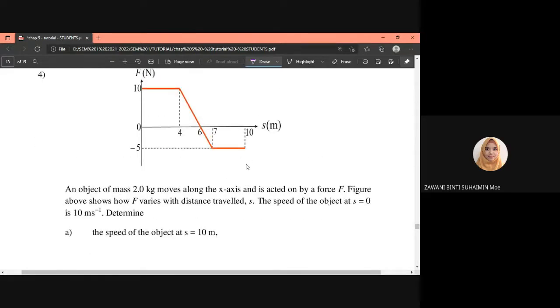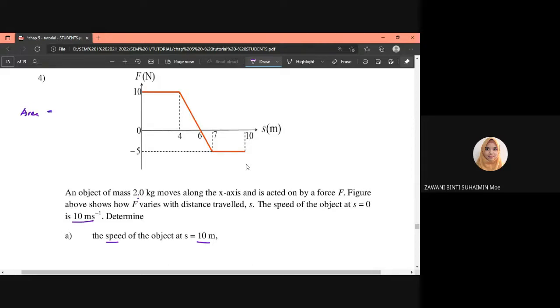Okay, so next we have an object of mass 2 kg move along the x-axis and is acted on by a force. Okay, so figure above shows how F varies with distance travel. So the speed of the object at s is equal to 0 is equal to 10 meter per second. So determine the speed at 10 meter displacement. So meaning, okay, dalam gambar ni awak diberikan graf F versus S. So benda yang paling penting kalau awak tahu, information yang boleh dapat daripada graf ini adalah area under the graph. Okay, area under F versus S graph adalah bersamaan dengan work.